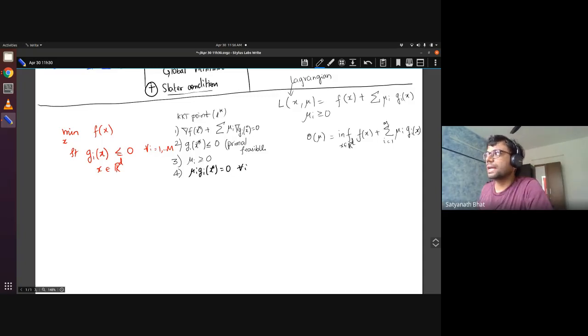So this sum can be negative. It can never be positive. If it is negative, it is a number smaller than f of x. And if I take x belonging to the whole range that I can take, then f of x is definitely a lower bound on this particular number. That is why theta of mu is going to be a lower bound on f of x. Is that all right?